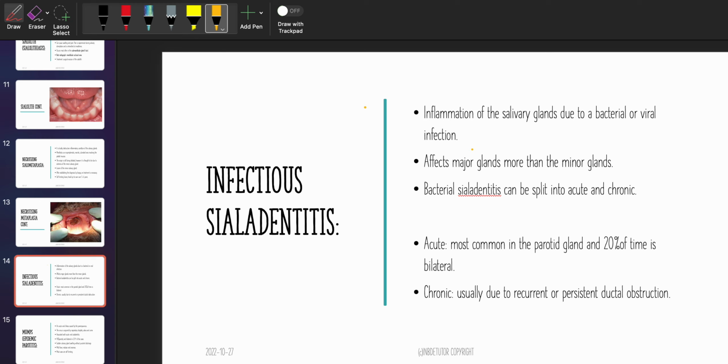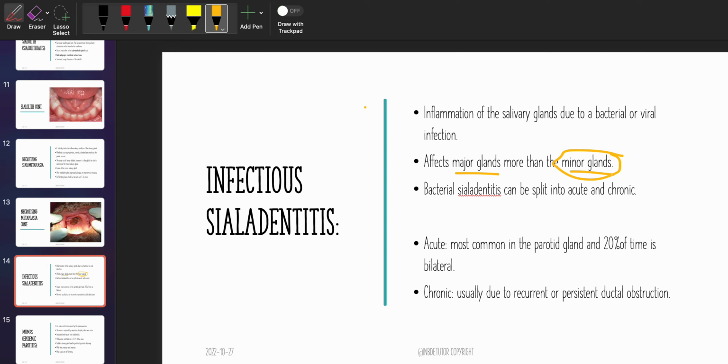As the name suggests, it is an infection of the salivary gland, and the infection could be either bacterial or viral. It affects major glands more than the minor glands. So major glands are more commonly affected, like the parotid, submandibular, and sublingual glands, as compared to the minor salivary glands, which are found on the palate or the lip.